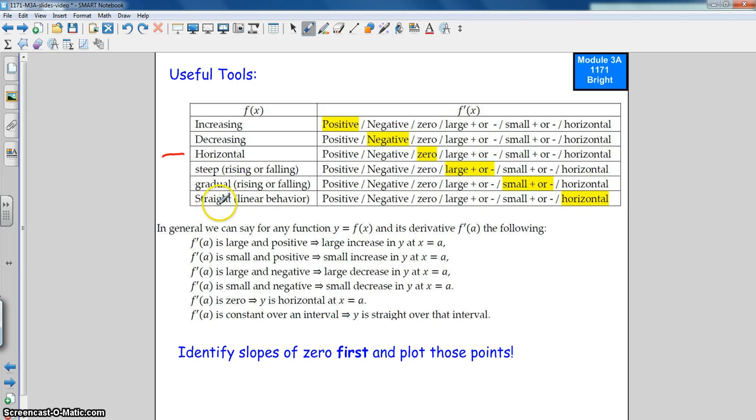If we have the function being straight or behaving linearly, as we saw in the last example, that means that the f prime is going to be horizontal, so a straight line across.